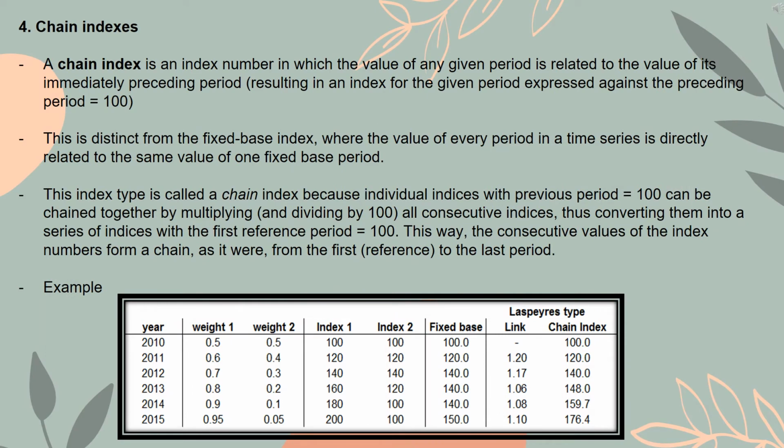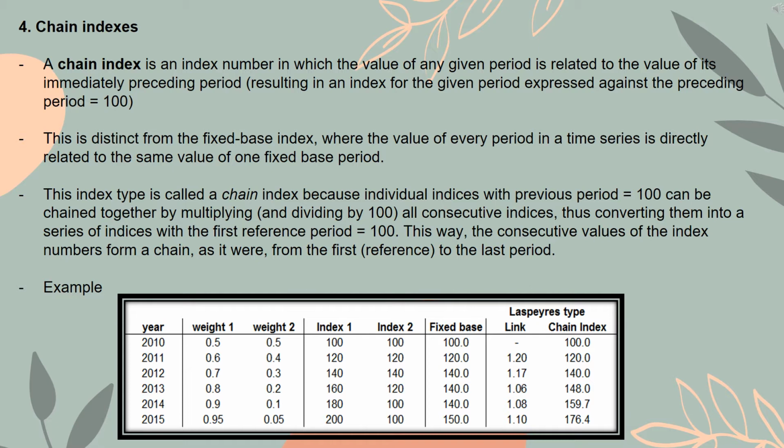Okay, we go to the next type, which is chain indexes. A chain index is an index number in which the value of any given period is related to the value of its immediately preceding period. This is distinct from the fixed base index, where the value of every period in the time series is directly related to the same value of one fixed base period.